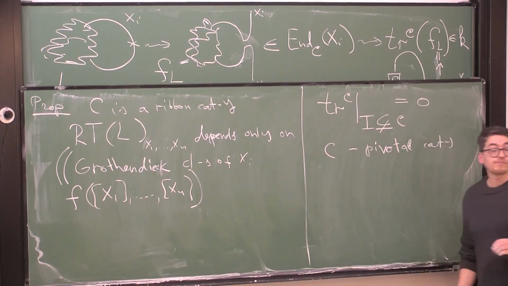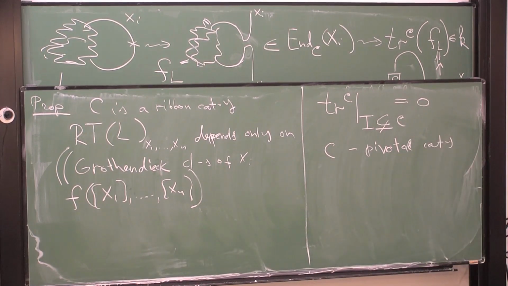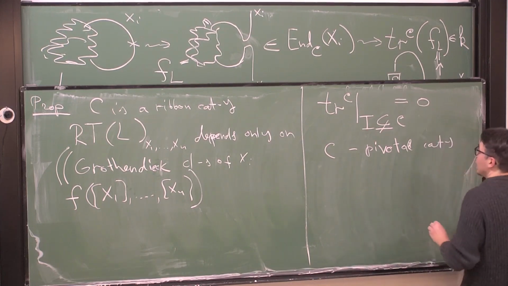Sorry, can I ask a question? Do you always assume the tensor product is exact? It follows from rigidity. Okay. The category is rigid, otherwise many things cannot work. So here the tensor product is exact.